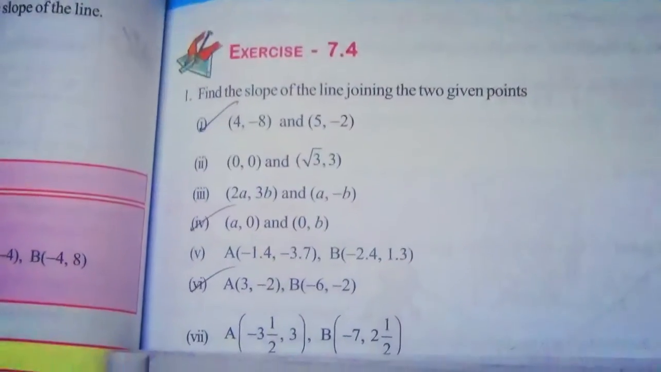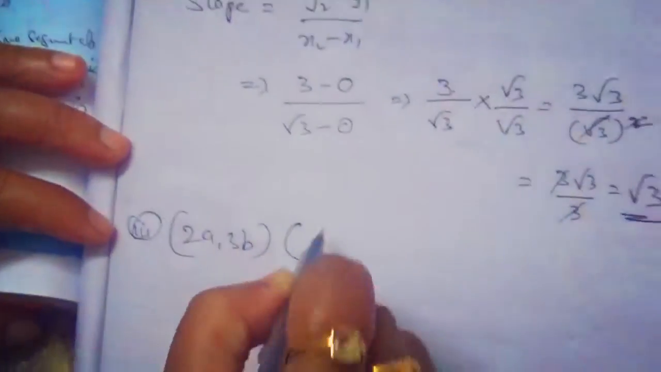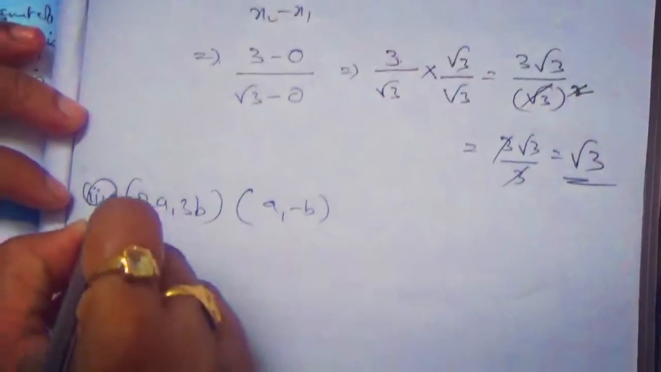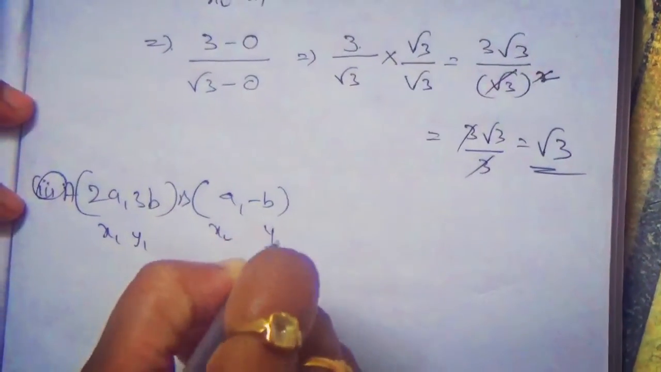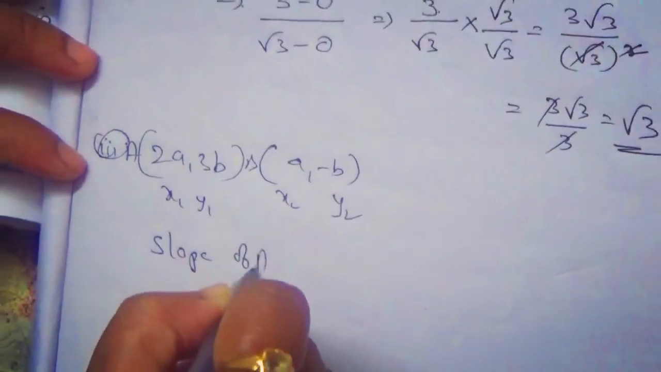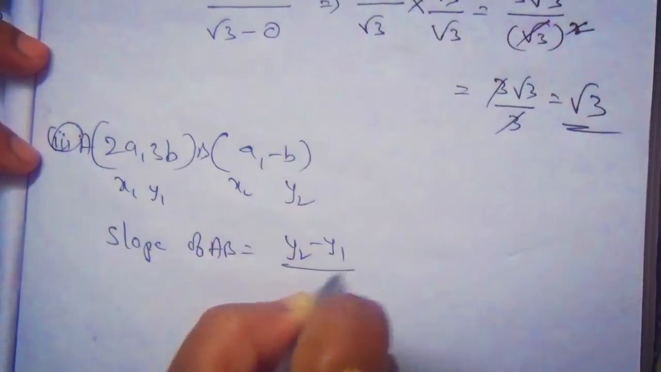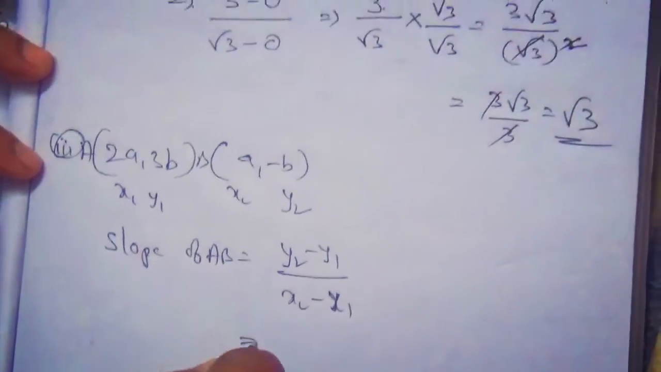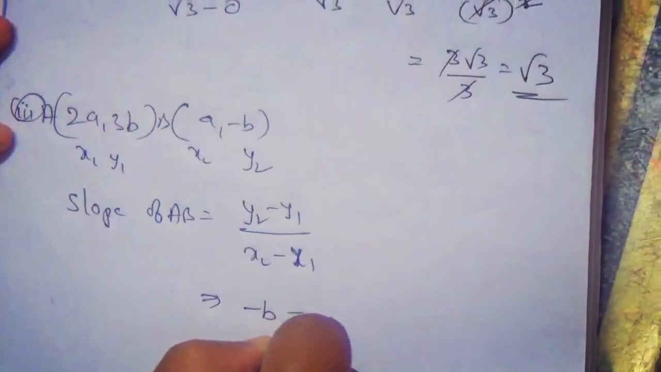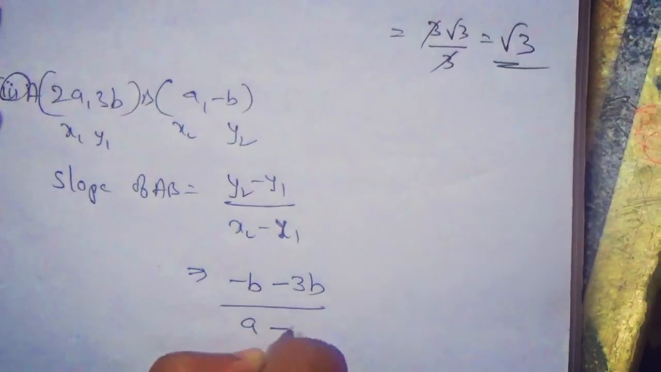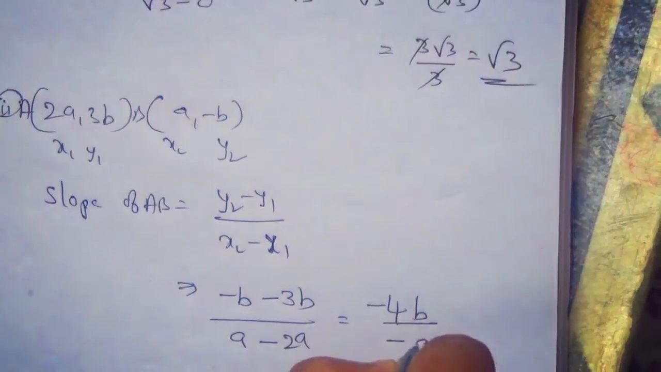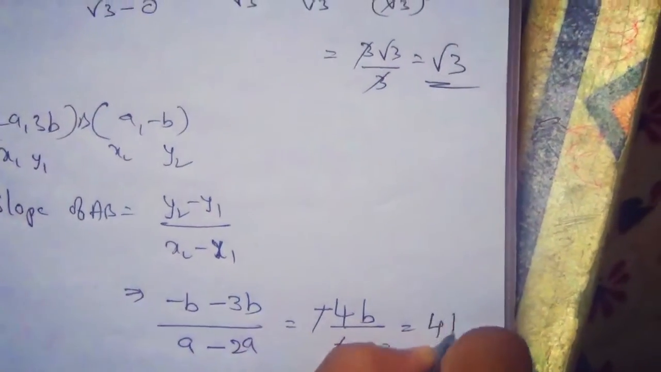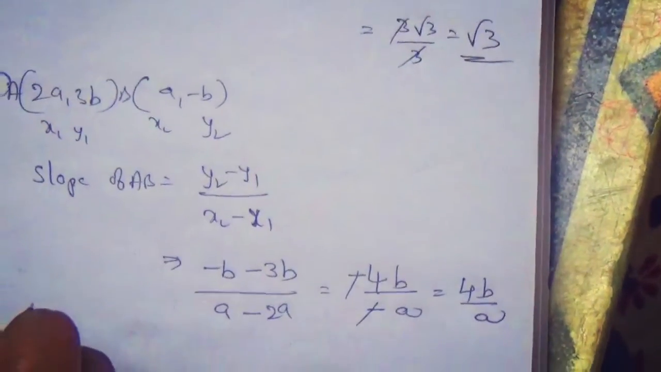So next is third sum. Third sum, 2a, 3b, a, minus b. Let us take these points as x1, y1, x2, y2. Slope of AB is equal to y2 minus y1 by x2 minus x1. That is equal to minus b minus 3b by a minus 2a. That is equal to minus 4b by minus a. Minus cancelled. 4b by a. It is the answer for this question.